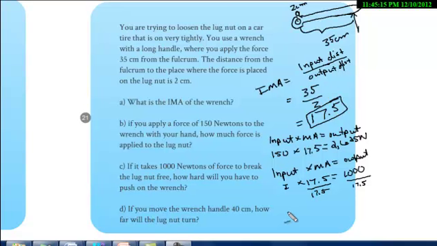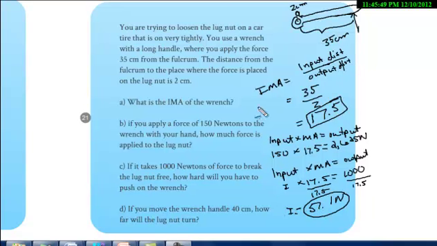My input would need to be 57.1 newtons. So I could actually lift a 1,000 newton force with a 57.1 newton force. Again, I can double check my work. I know that this input force should be less than the output force because I have a mechanical advantage of greater than 1. That checks. It all makes sense.